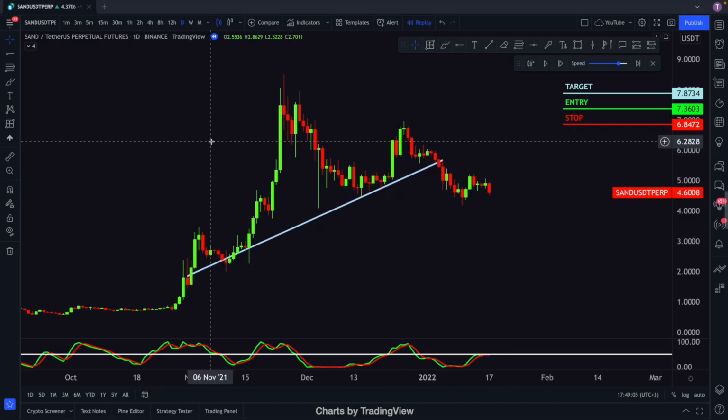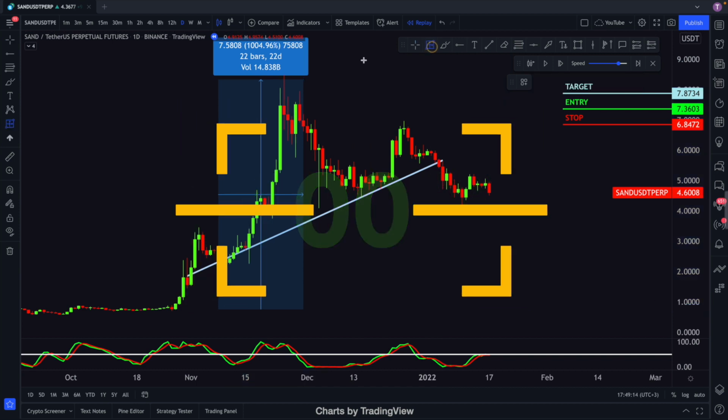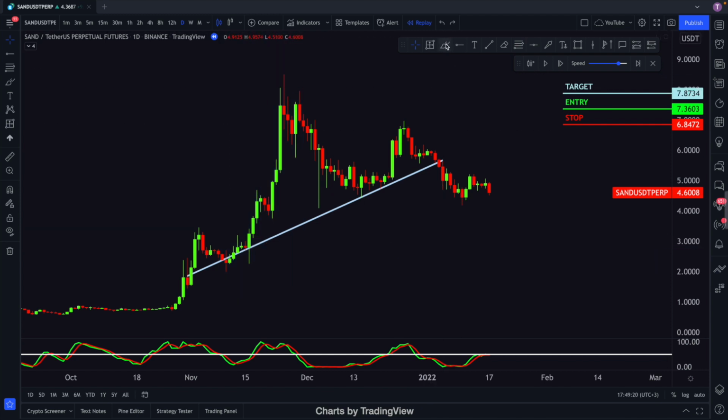Let's check SANDUSDT. SAND had a crazy time last year. First a 1000% gain, then an intense drop since November. This was one of the clearest head and shoulders patterns that you can ever see.